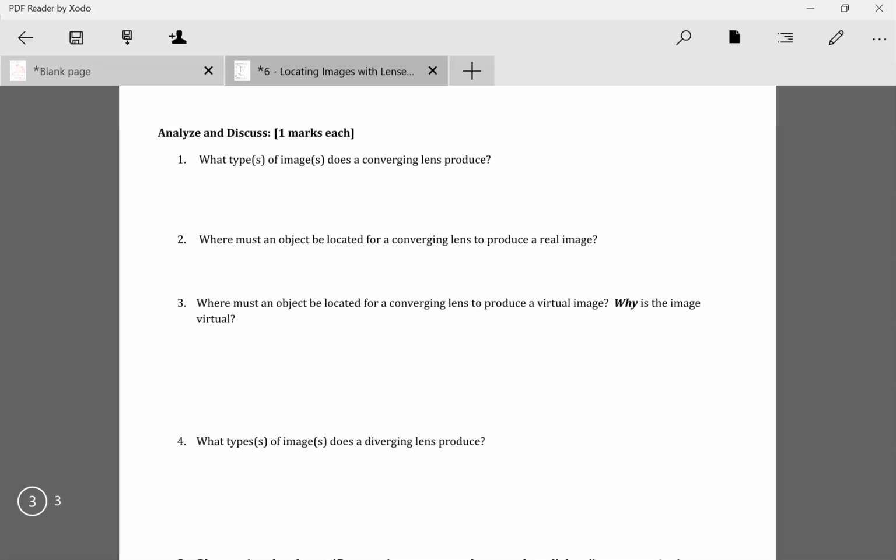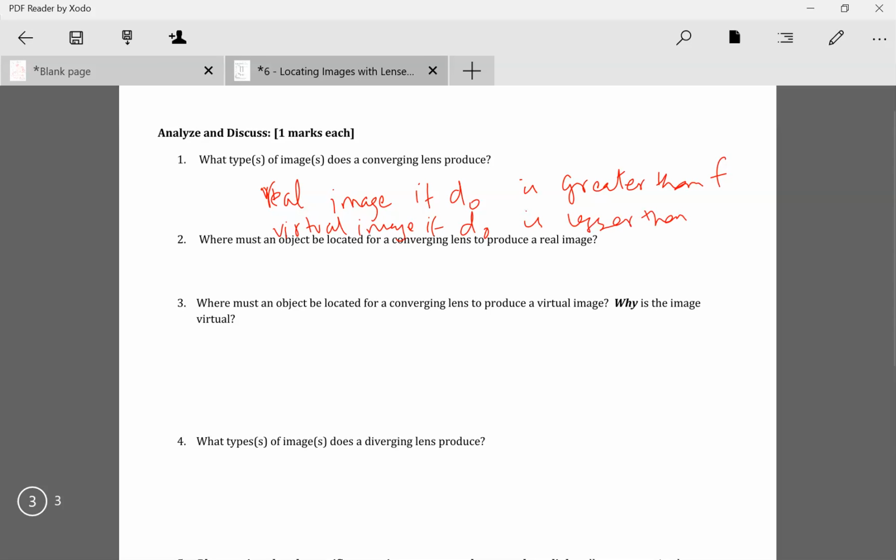What type of image does a converging lens produce? It could produce either a real image if the object distance is greater than the focal length, or a virtual image if the object distance is lesser than the focal length.